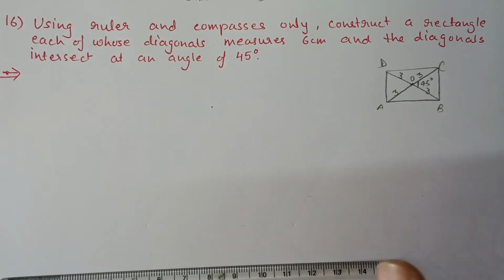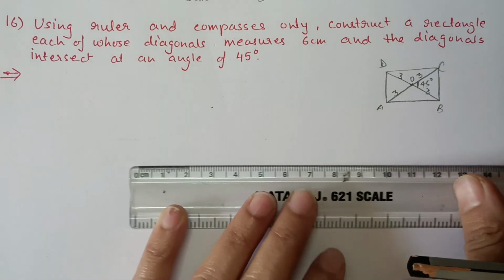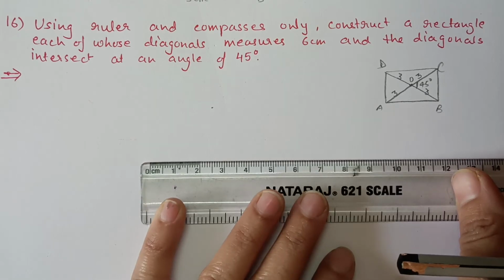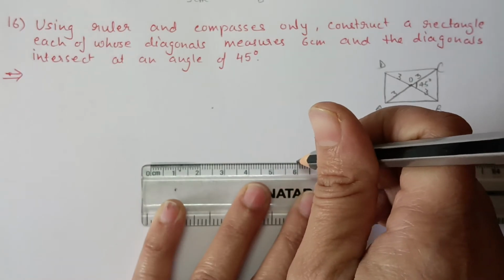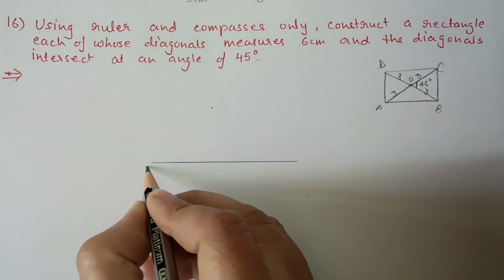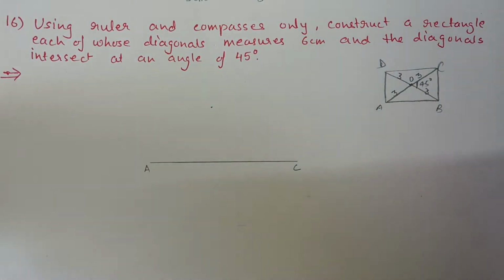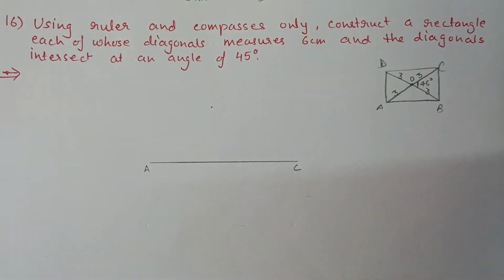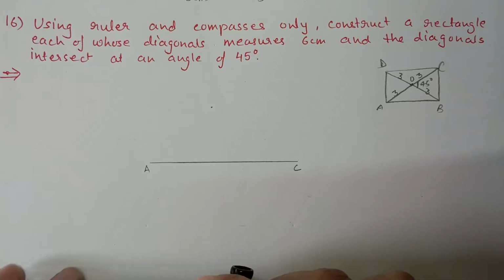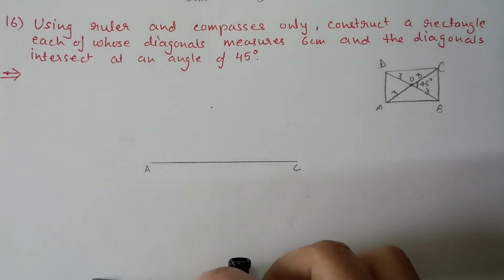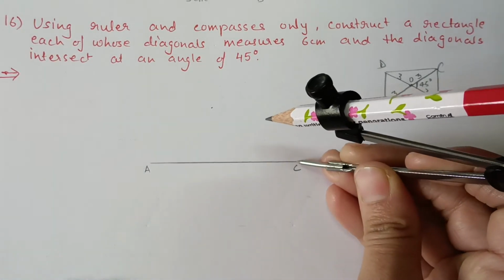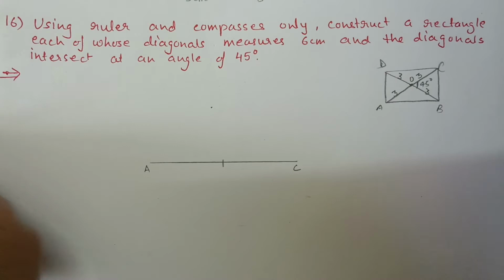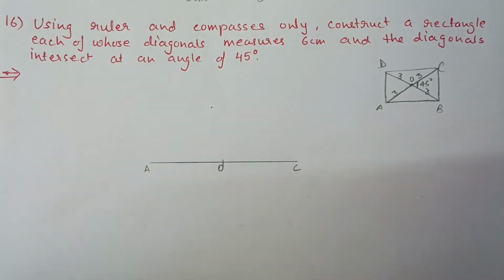So first we will start with the diagonal because we have only the diagonal information. So first of all, a 6 centimeter diagonal we will draw, A to C. Then we will take the midpoint of this diagonal. The diagonal is 6, half will be 3. So we will take 3 centimeter distance in the compass and we will mark the midpoint. This is O.